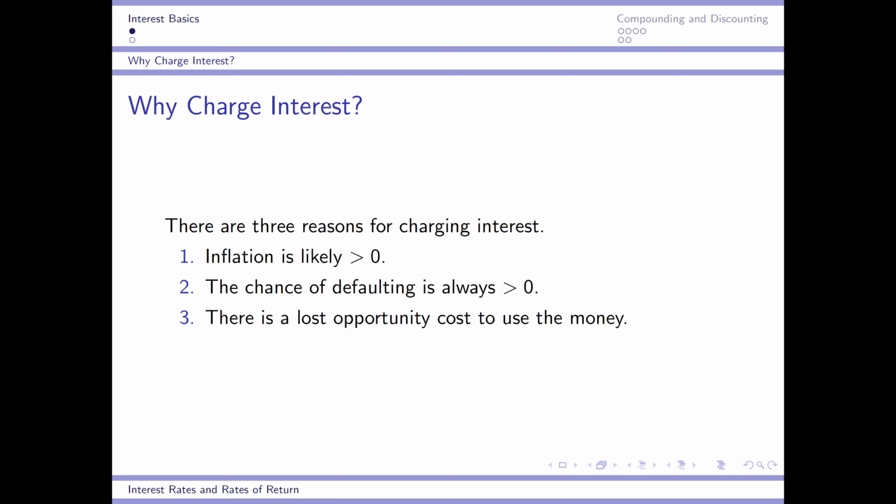Now, the final reason is a little less talked about, but it's still important, is that there's a lost opportunity cost when you give out a loan. If I lend $100 to my friend and he's going to pay me back next month, I lose the ability to buy stuff with that $100 while my friend gains the ability to use that $100. Therefore, there's some opportunity cost where I could have invested with something else. And to make up for that opportunity cost, my friend is going to give me some interest to pay me for that opportunity cost being lost.